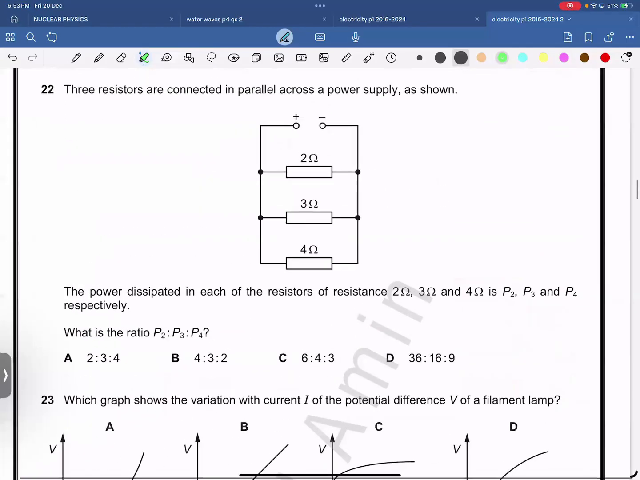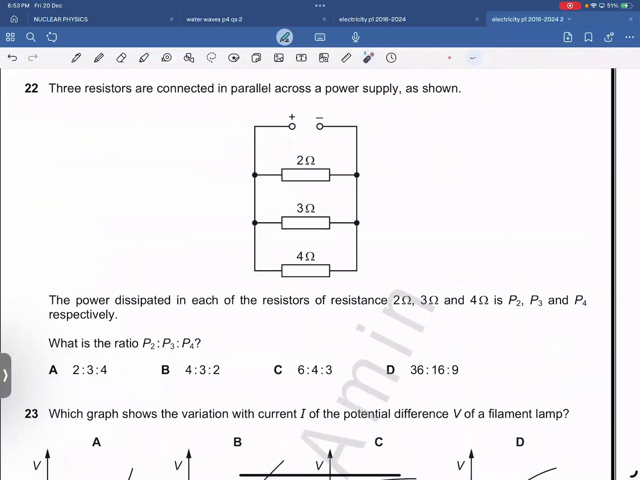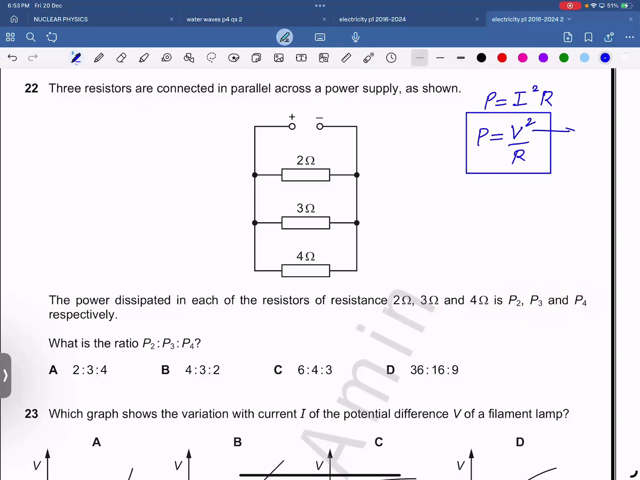Let's go to question 22. The resistors are connected in parallel. The power dissipated in resistors 2, 3, 4 is P2, P3, P4. What is their ratio? No problem. Power has many equations. P equals I squared R, but I cannot use it because the current is different. P equals V squared over R, I can use it. Why? Because V is the same. So power is inversely proportional to resistance.